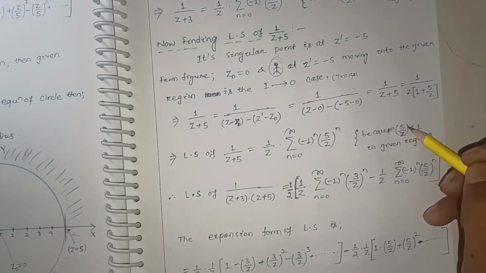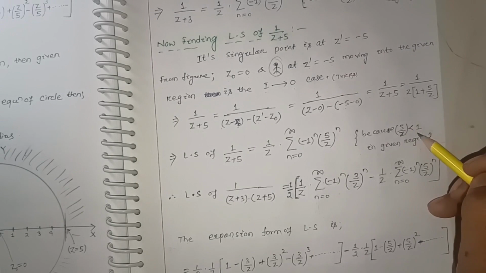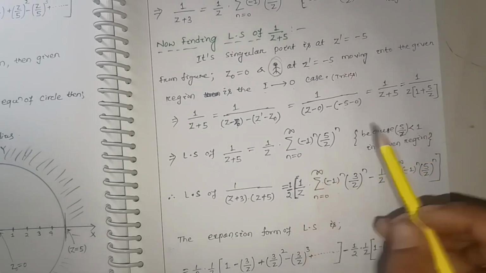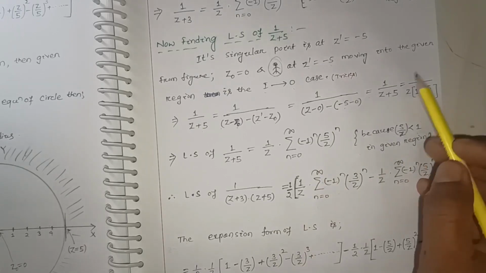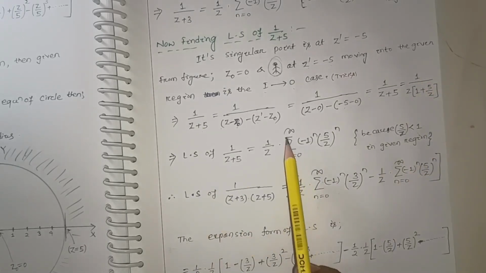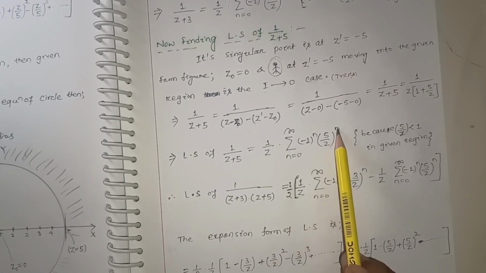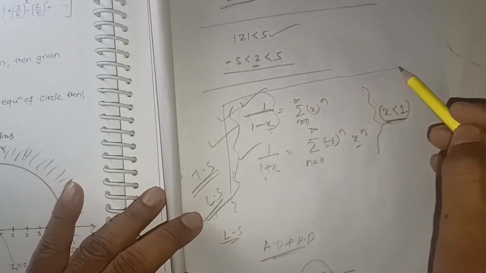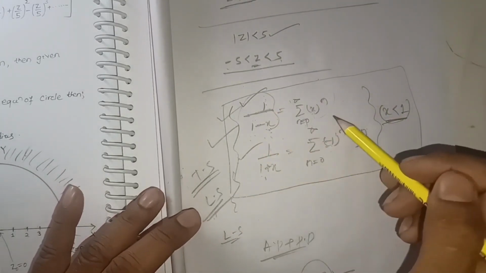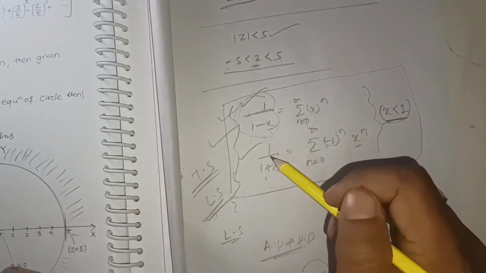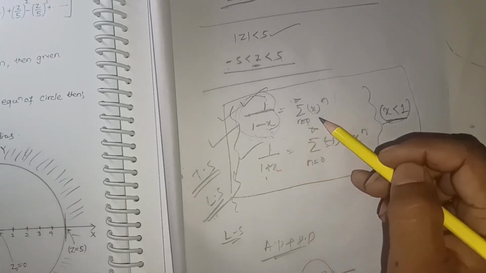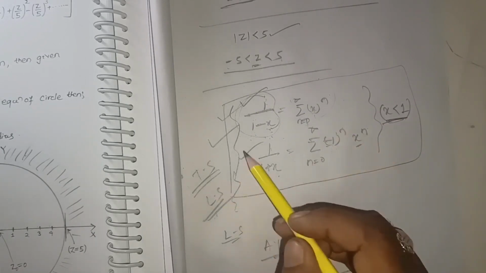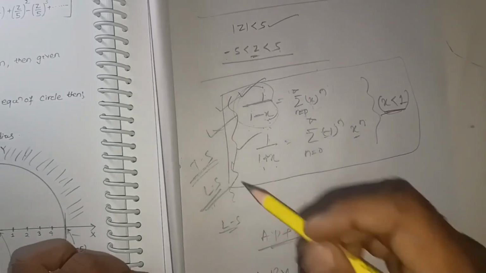So here 5 by z is always less than 1 for this given region. As this is less than 1, the series of 1 by 1 plus 5 by z can be written as the sum from 0 to infinity of minus 1 to the n, 5 by z to the power n. Repeatedly I am telling you that you have to remember this one: 1 by 1 plus x, the so-called Taylor series, is equal to the sum from 0 to infinity of minus 1 to the n, x to the n. These things we have already discussed in our Taylor series and Laurent series theorem.